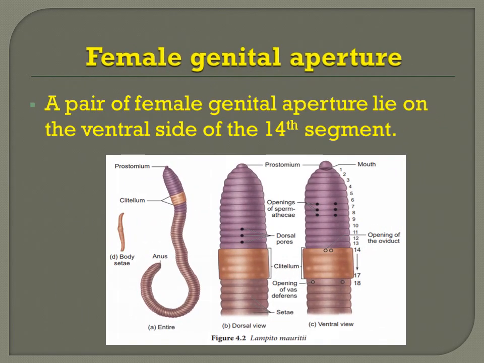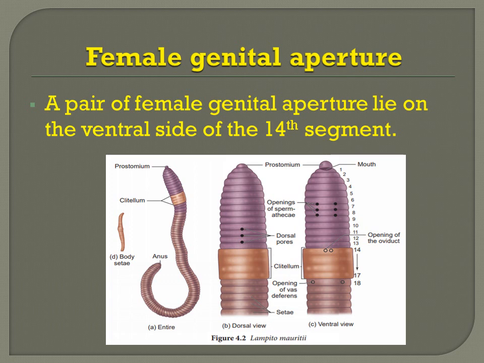The next opening is the female genital aperture. This pore also helps in the reproduction process. When we learn about the reproduction of the earthworm, we will understand all this process of these openings. Since we are learning morphology now, let us see where this opening is present. Fine. So the female genital aperture, only one pair is there.